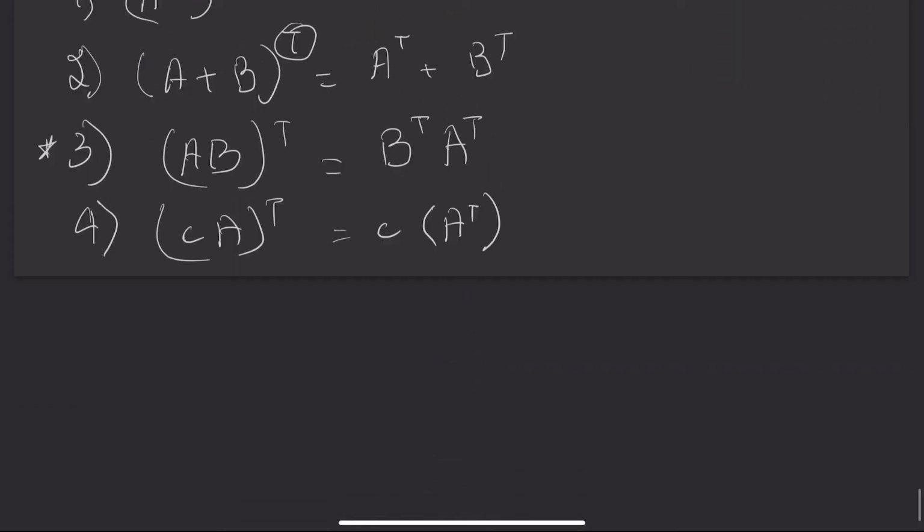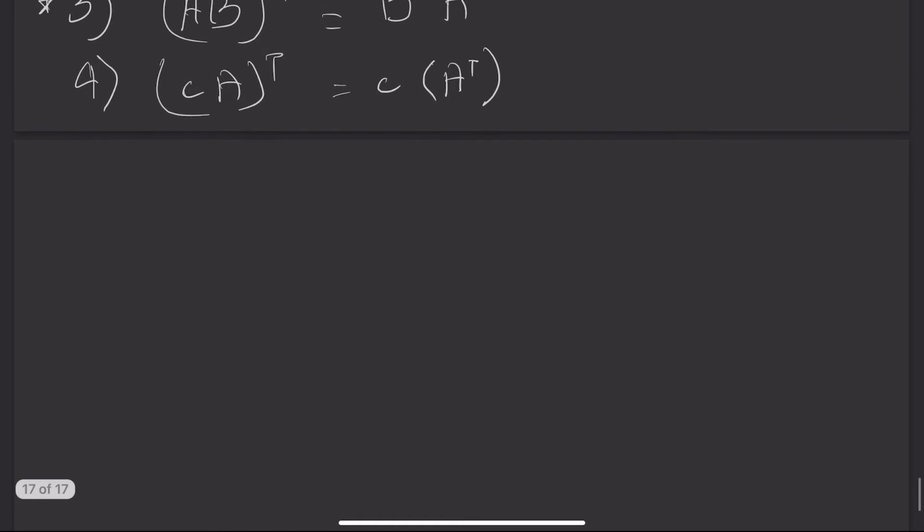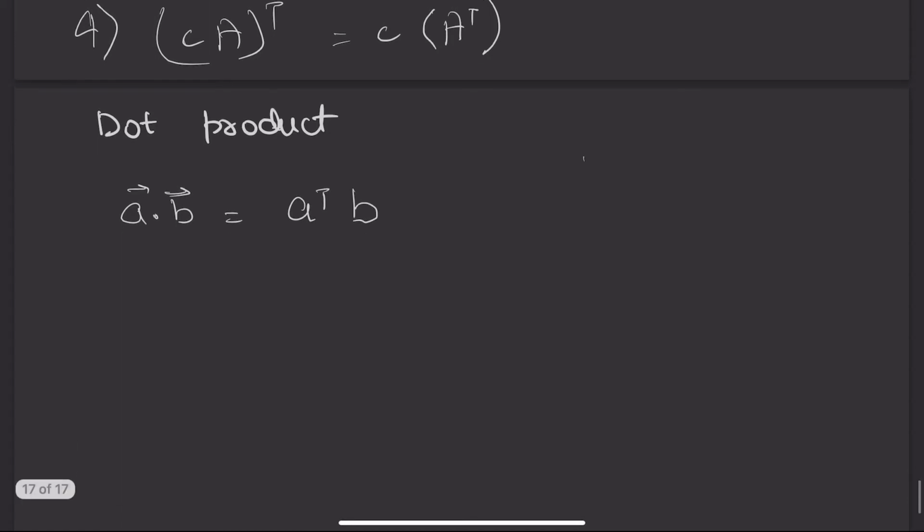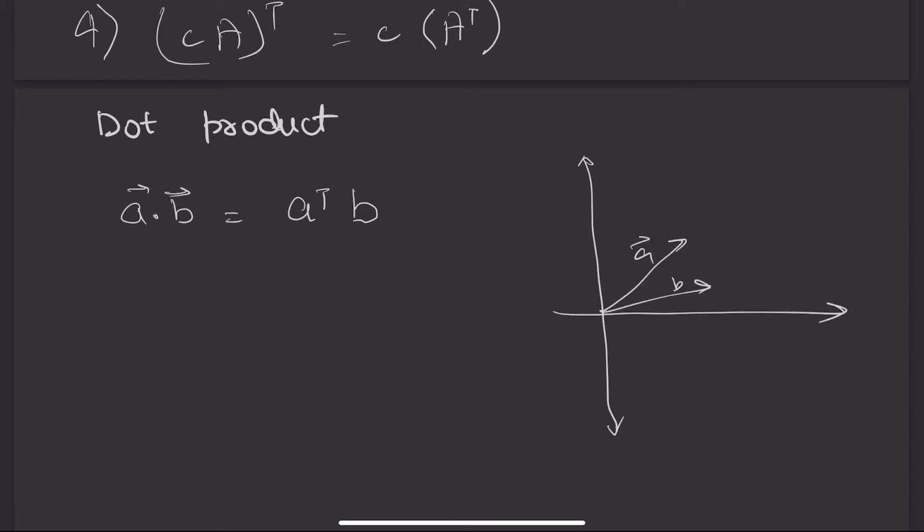So now let's talk about dot product of two vectors. So what is the dot product of two vectors A dot B? It's equal to A transpose times B. So let's try to visualize this. If we have two vectors, let's say A vector and B vector. A vector has an x component of A1 and y component of A2, where B vector has x component of B1 and y component of B2.